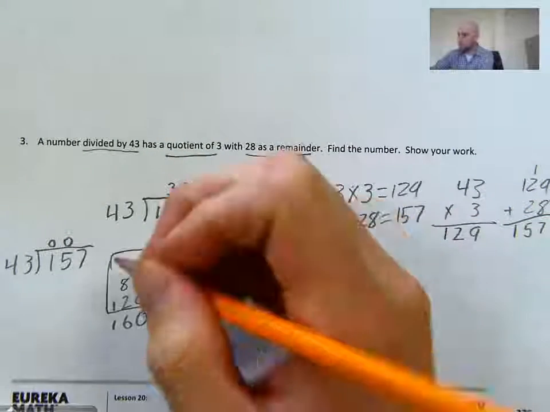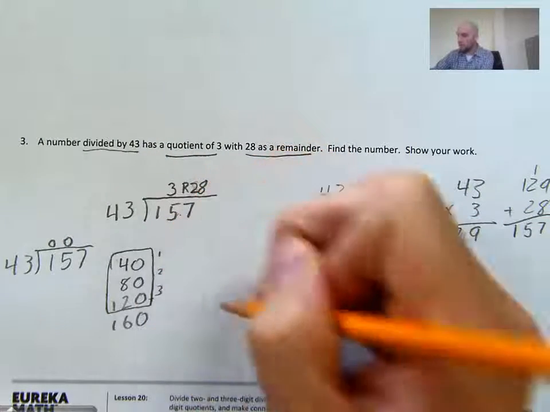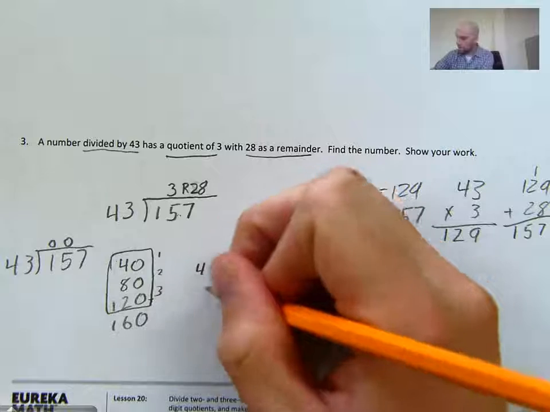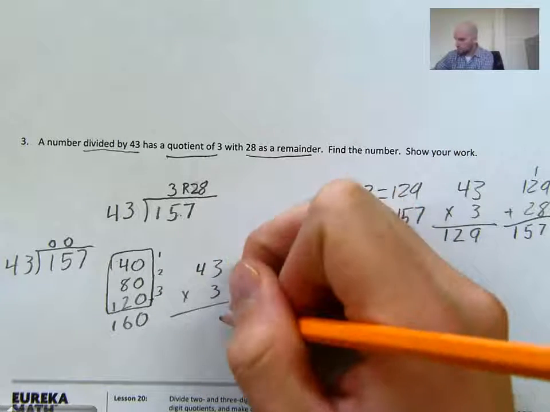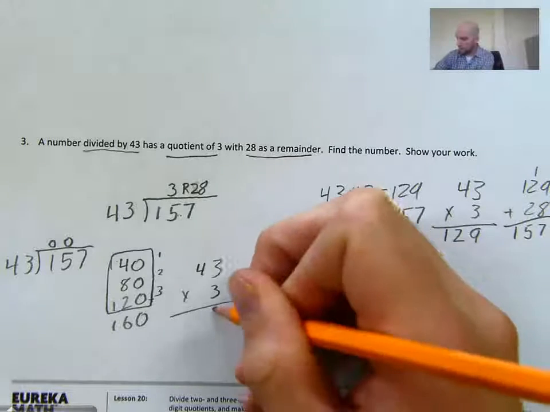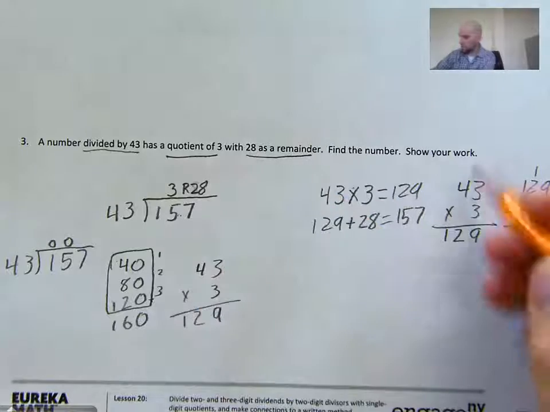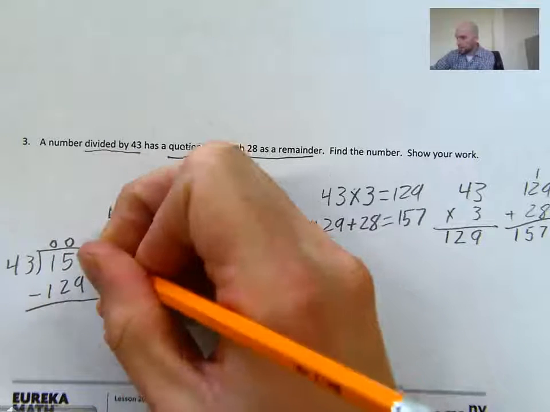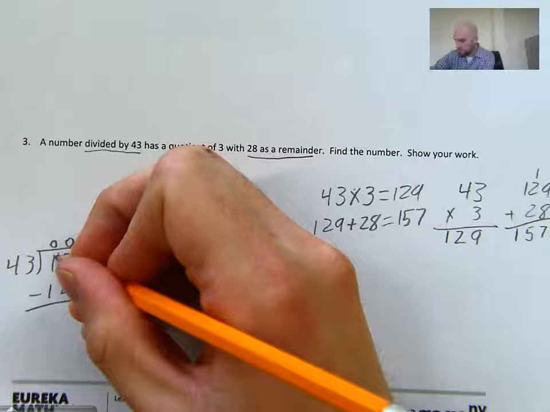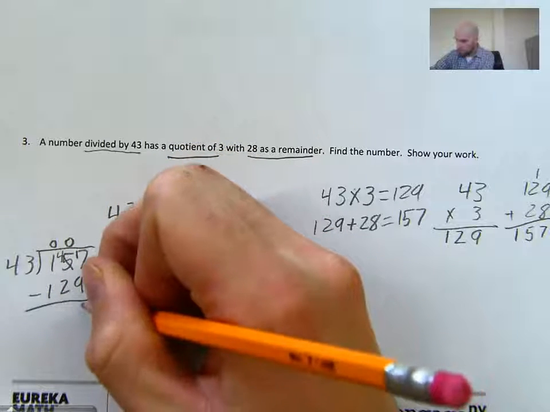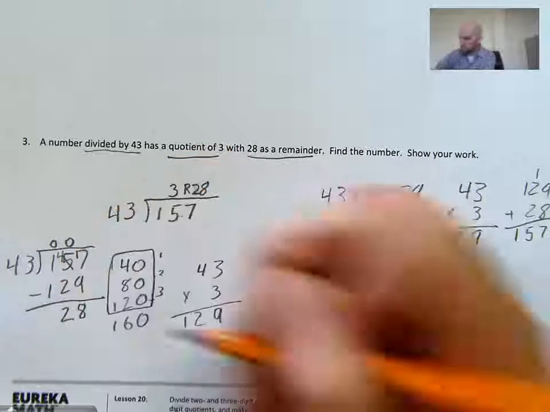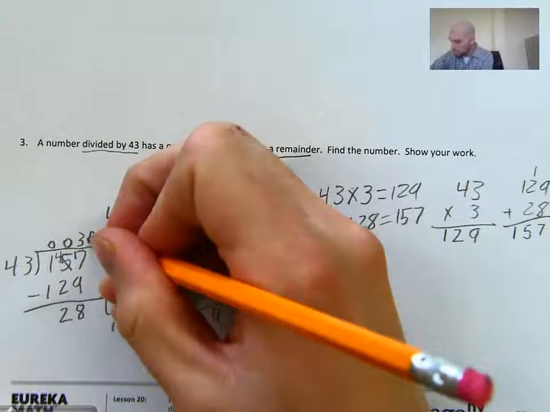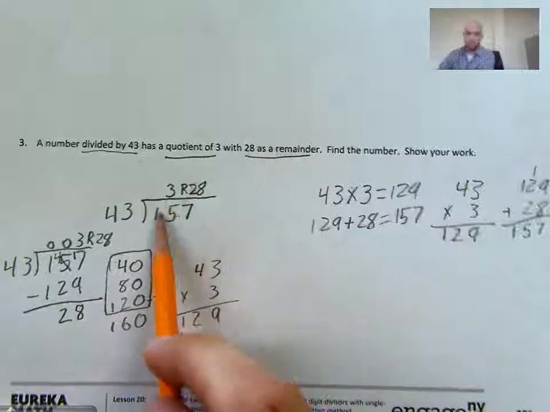But we need to multiply 43 times 1, 2, 3 to figure out what we need to subtract. 43 times 3. Well, 3 times 3 is 9. 2. We already did it up here, but it's 129. 129. And then we subtract. I'll have to borrow from this 5. 17 minus 9 is 8. 4 minus 2 is 2. And we get 28. So we know that this went in 3 times with a remainder of 28, which is what we should have got.